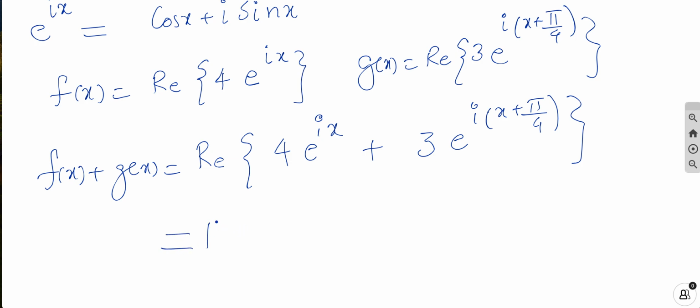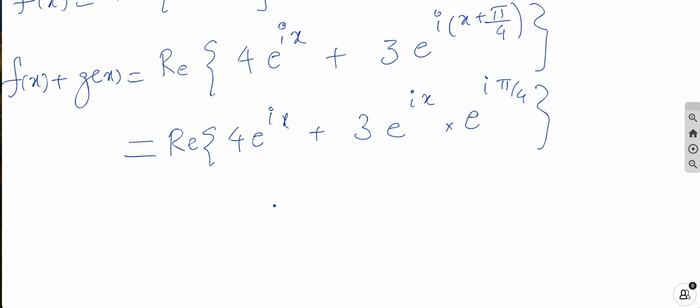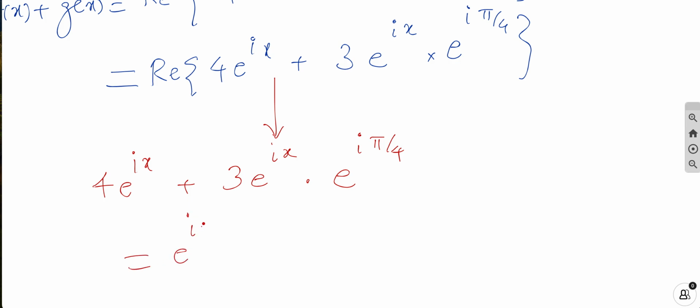Okay, so I will rewrite the complex number by further expanding. I'll use my laws of indices and say this is 3 times e raised to i pi by 4. Let me now focus only on what is inside the bracket, and then we will take the real part. So 4 e raised to ix plus 3 e raised to ix times e raised to i pi by 4. If I take e raised to ix common, I'll get 4 plus 3 times e raised to i pi by 4.